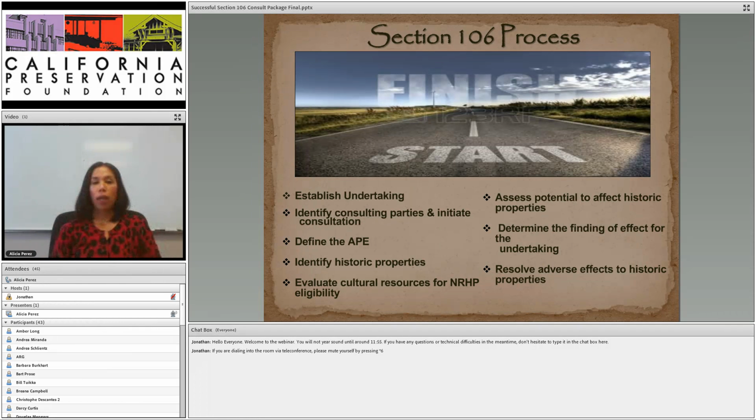So this is a bulleted outline of what the Section 106 process entails. Once the federal agency has determined that their action is an undertaking that has the potential to affect historic properties, the Section 106 process begins. One of the first steps is that the agency is to identify consulting parties and initiate consultation. I just wanted to make the point here that consultation starts early in the process and is also part of the process throughout each of the other steps in Section 106.